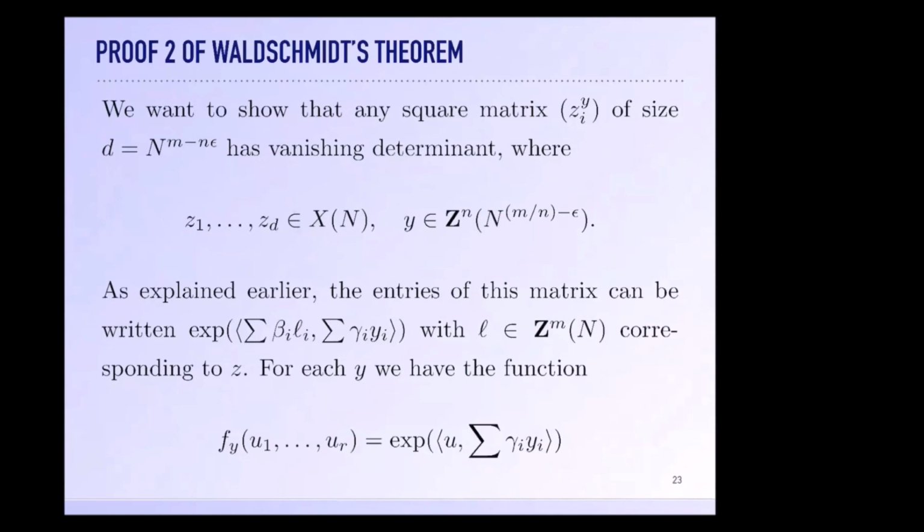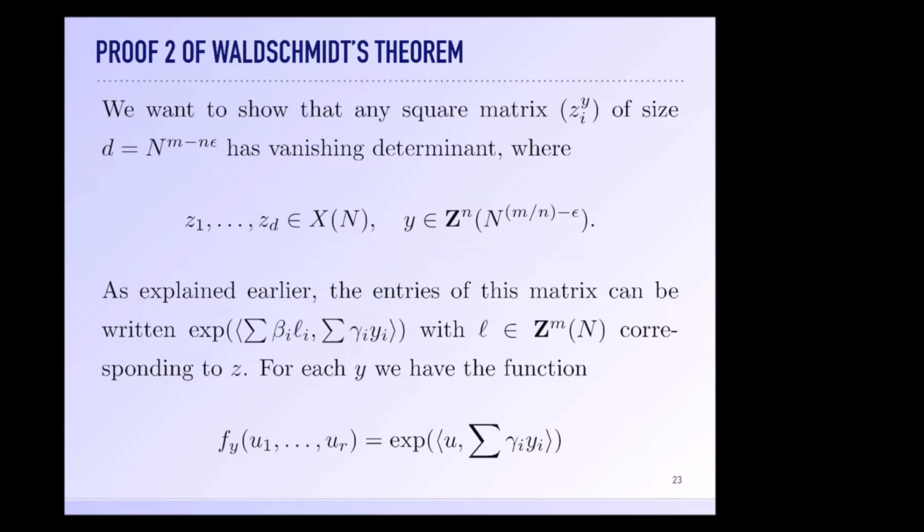So z1 through zd are indexing the rows. The y's are going to be indexing the columns. The y's are just elements of this box. Remember, these represent the monomials in our polynomial. And as explained earlier, the entries of this matrix, the z_i to the y, we can think of as this function, e to the power of sum of beta_i l_i, where the l_i corresponds to the z, and the y_i is the y. So this y is a vector y1 through yn.